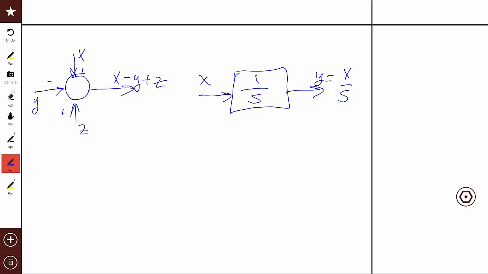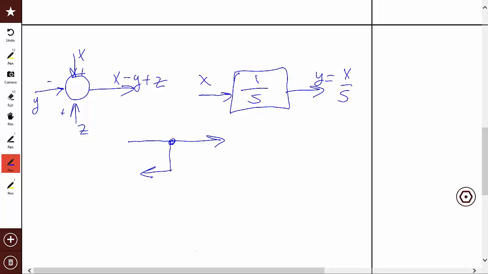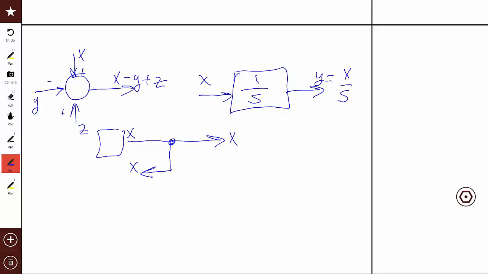The last thing that we have, I don't know what they call them, but I call them pickoff points. If you have an arrow and there's a dot here, something comes off. If this is x, coming off the arrow over here is x, coming off here is x. It's all the same. It's kind of like measuring voltages. That arrow is coming out of something, so I should draw it as a box. So it's coming out of the box, and you have a pickoff point. What comes off there is whatever is coming out of the box.